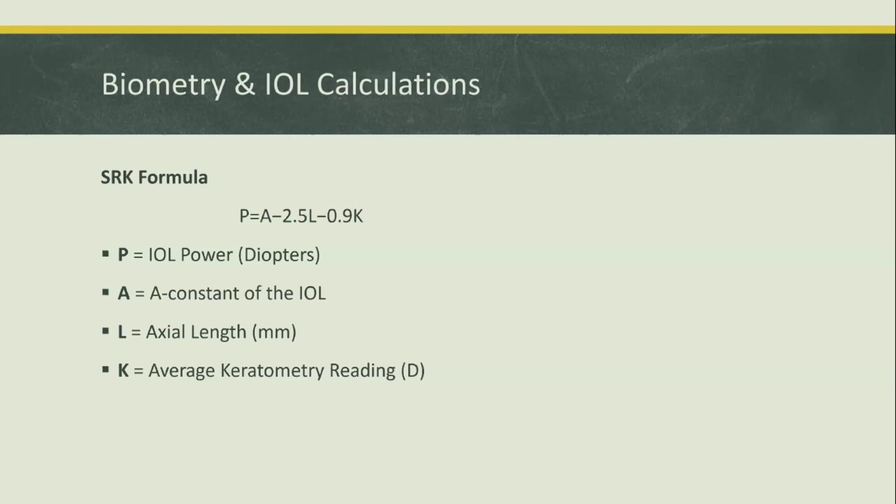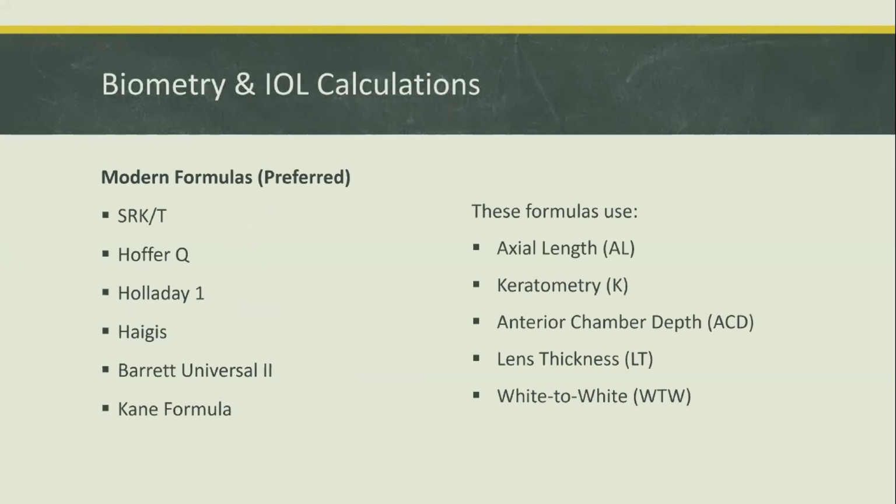So we have other formulas also: SRK/T, Hoffer Q, Holladay 1, Haigis, Barrett Universal 2, and the Kane formula. These formulas additionally need lens thickness and white-to-white for precise IOL power calculation.